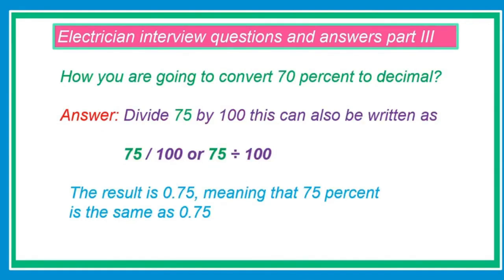How are you going to convert 75% to decimal? Answer. Divide 75 by 100. This can also be written as 75/100 or 75 divided by 100. The result is 0.75, meaning that 75% is the same as 0.75.